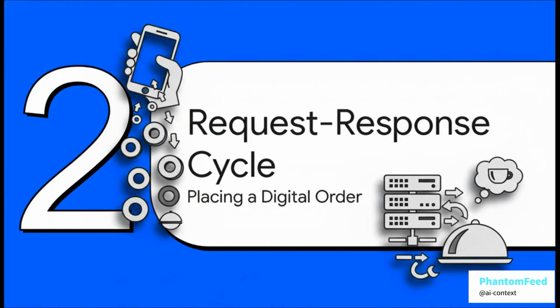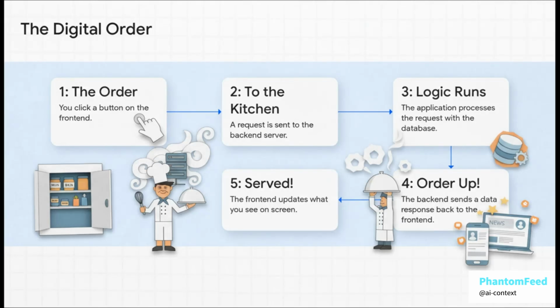Okay, now that we've met the team, let's see them in action. Let's actually follow a single digital order from the moment you place it to the moment it's served. This whole dance is called the request-response cycle. And this 5-step cycle, it's basically the heartbeat of almost every single digital interaction you have.